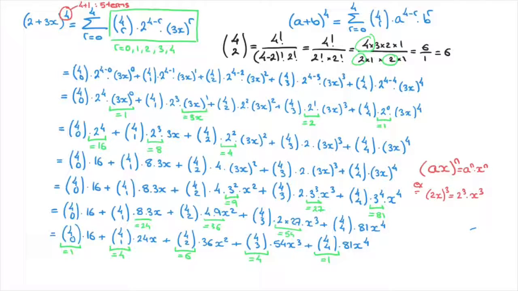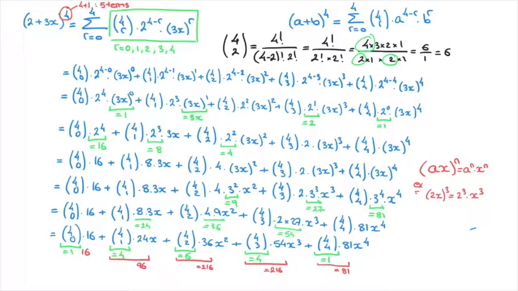We're now left with the last calculations to do, and I'll write the results in red at the bottom. We have 1 times 16, which will equal 16. We then have 4 times 24, which will equal 96. We then have 6 times 36, which will equal 216. We then have 4 times 54, which equals 216. And finally, we have 1 times 81, which of course equals 81.